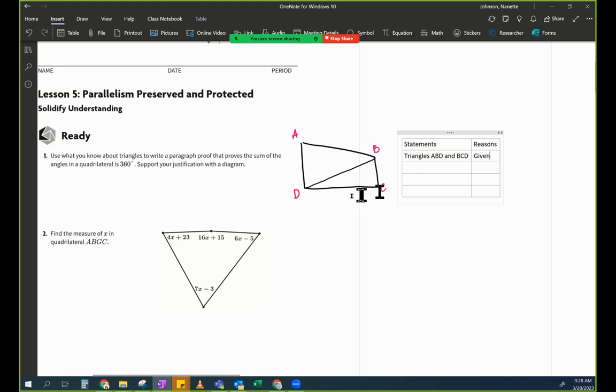So we have to start somewhere, and then they said about triangles to write a proof. So I'm going to start with the fact that these are triangles. So what do you know about triangles? Let's see, what do you guys know about triangles? And specifically, we're trying to get to 360 degrees here, right? And then I will give you a hint by numbering my angles.